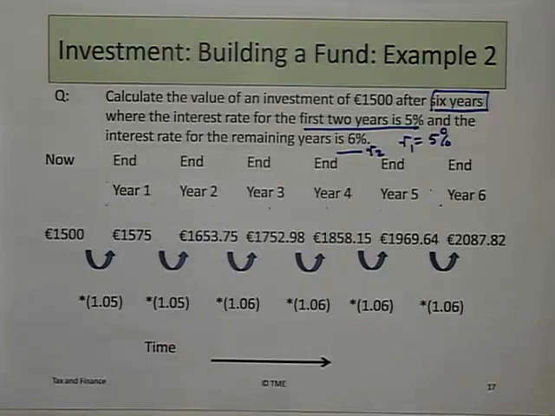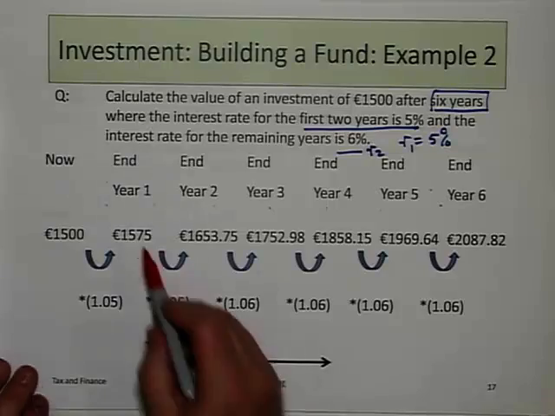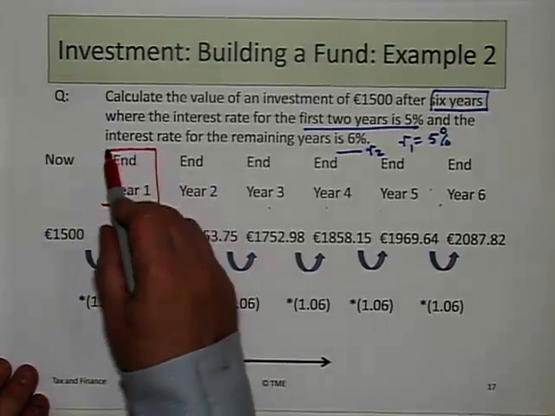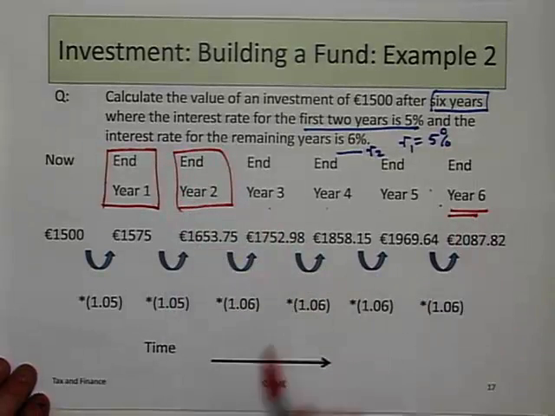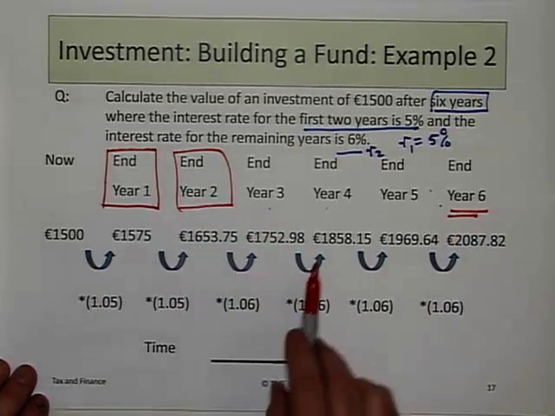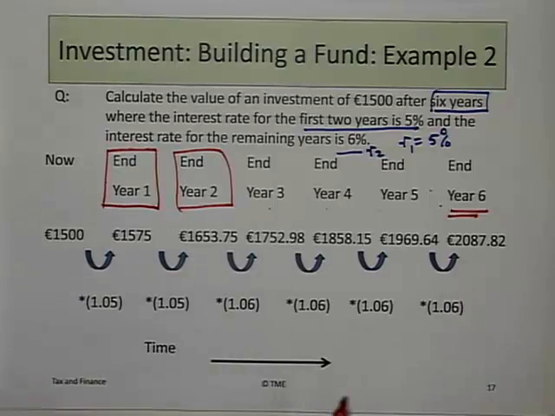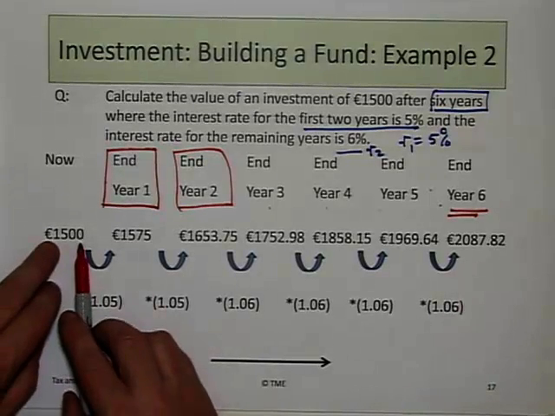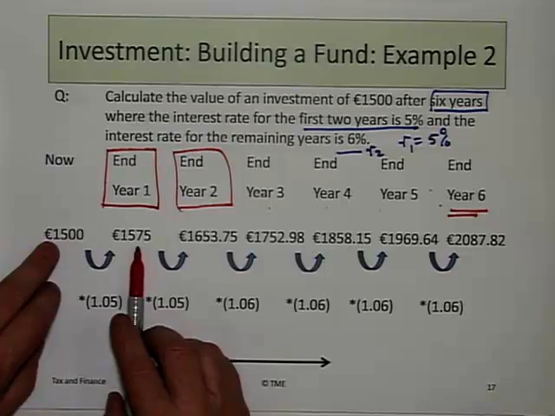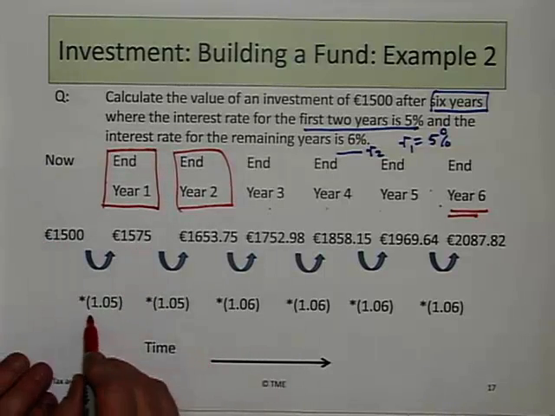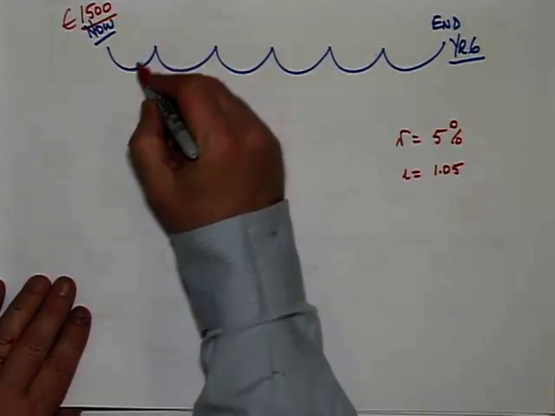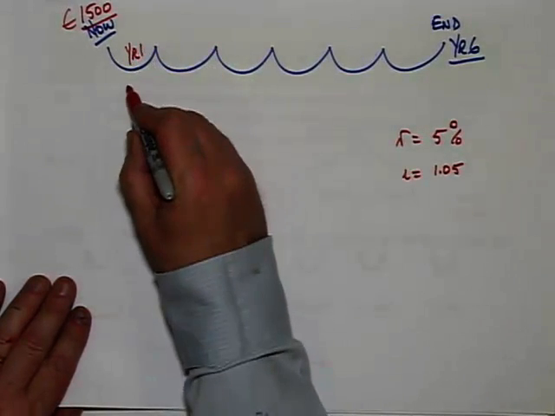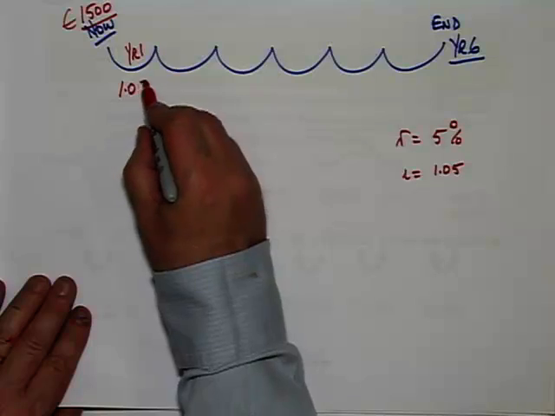So let's look at how we do this. Here we have year 1, year 2, all the way up to year 6. We've put in each of the loops. And what's happening? Well, the 1,500 for the first one has gone up. Now, we've used here 1.05. Why? Because for the first year, we said it was 5% or 1.05.